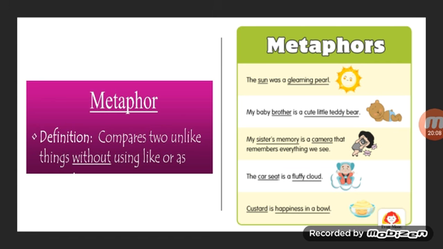Now, let's see its examples. The sun was a gleaming pearl. So it is not that the sun was like a gleaming pearl, it is that the sun was a gleaming pearl. And similarly, my baby brother is a cute little teddy bear. My sister's memory is a camera that remembers everything we see. So here in these sentences, the writer has compared two things, but they are unlike and we are not using like or as here. Similarly, in the other sentences also: the car's seat is a fluffy cloud and custard is happiness in a bowl.